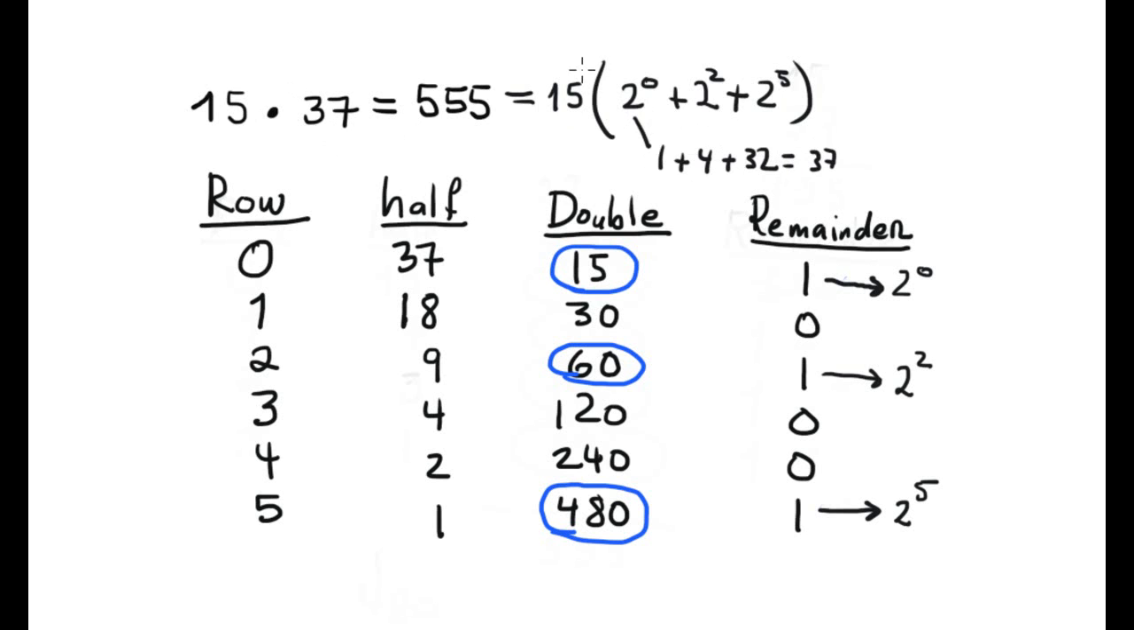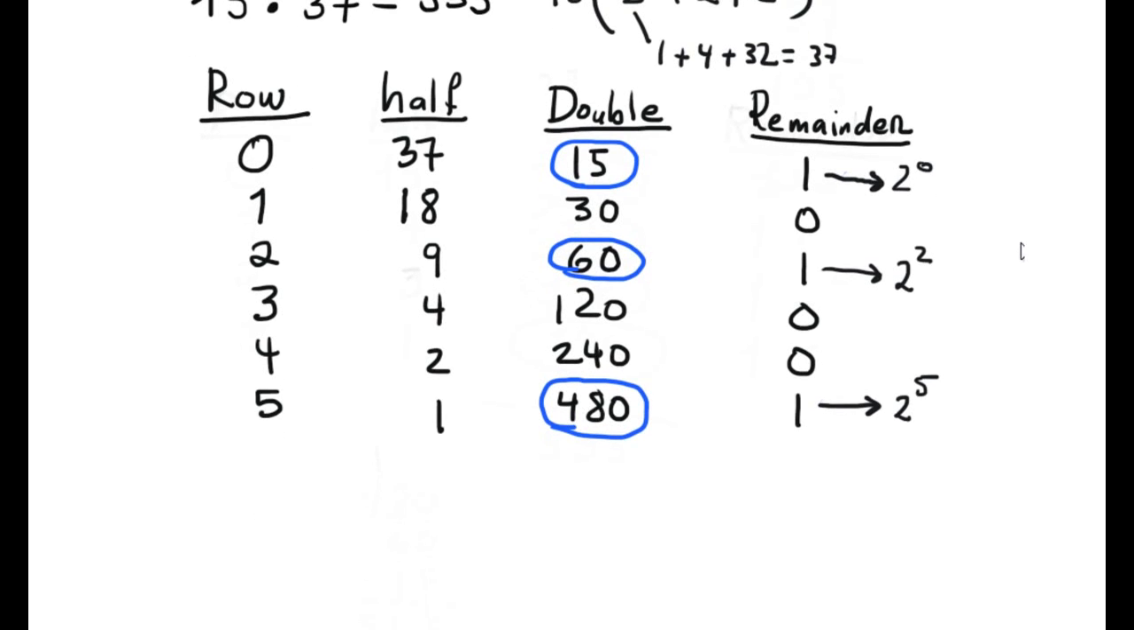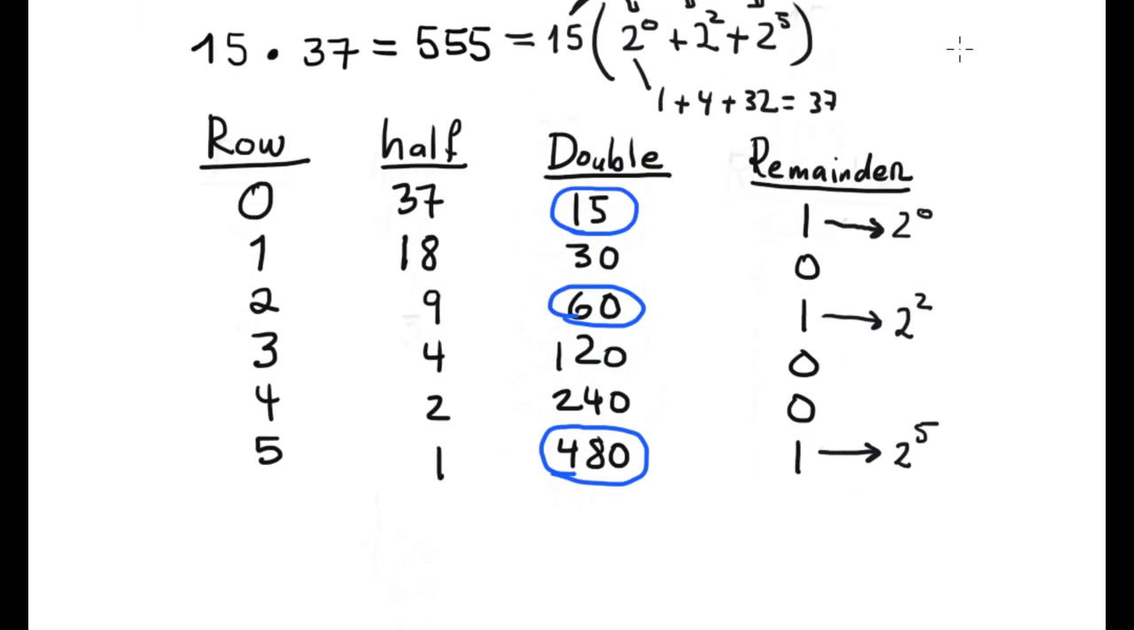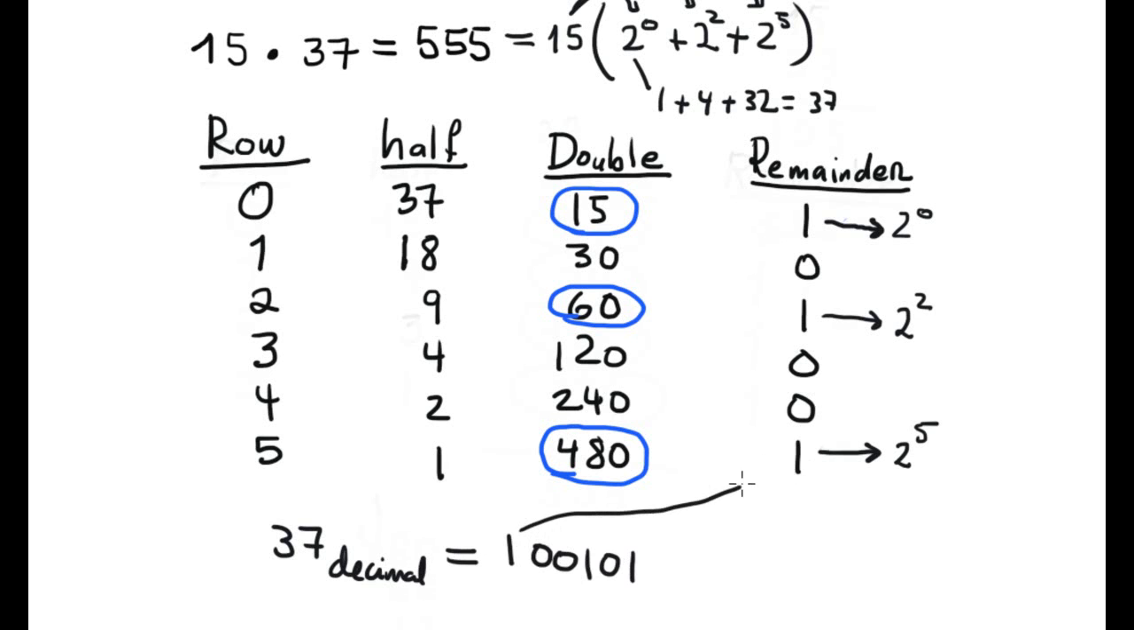15 times 37, because in other words, when you are adding this number, you are doing the distributive property here, here, and here. In other words, using this method, you convert 37, which is a decimal number, into a binary number. And the binary number is 1 0 0 1 0 1. Exactly, it is the remainder part. This one is this one.